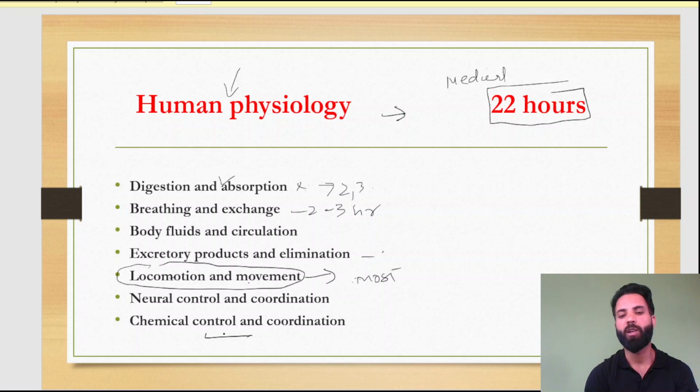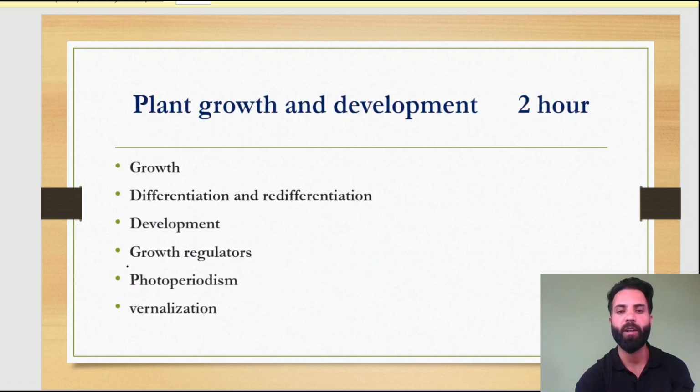Then there is chemical control and coordination, and in this unit we have to study the hormones and the related disorders, and neural coordination and control. In this we will study the reflex sections, the brain, the spinal cord, everything. Then plant growth and development, a very easy unit. It's a very short unit and requires only 2 hours. In this we have to study growth regulators, development, differentiation and redifferentiation, photoperiodism and vernalization.